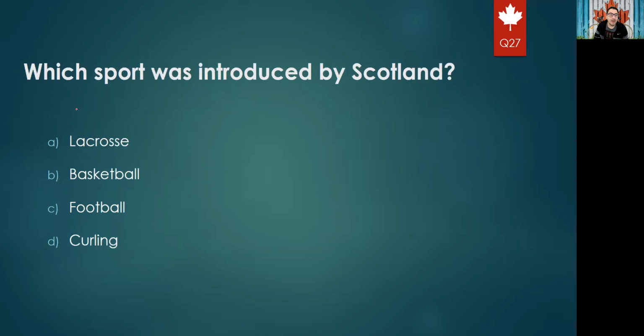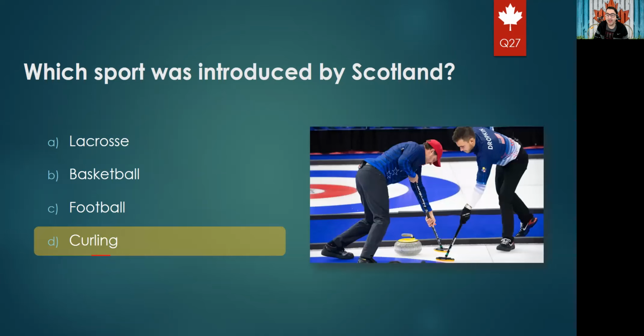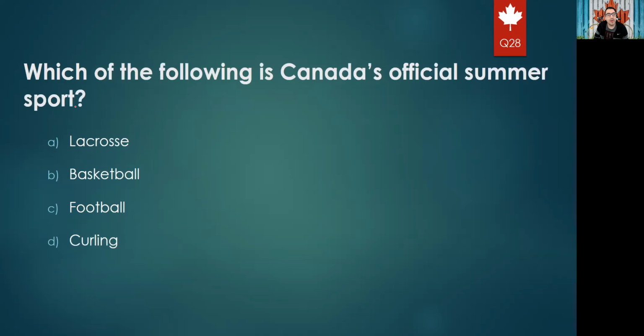Okay. Which sport was introduced by Scotland? Lacrosse, basketball, football, curling. I know if you see it, it is curling, but maybe you don't know the sport. But if you see this picture and you see the Canadian TV, you'll know it. It's a very famous sport in Canada. Okay. Which of the following is Canada's official summer sport? Lacrosse, basketball, football, curling. It is the Aboriginal people's sport. Yes, it is lacrosse. This is the official summer sport.